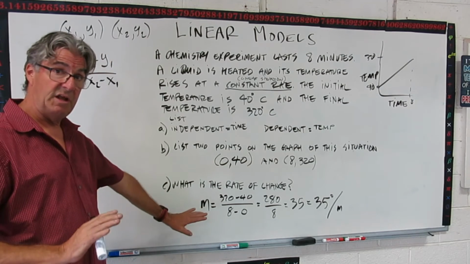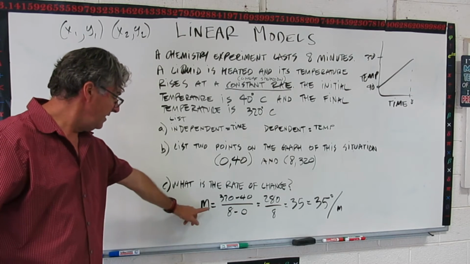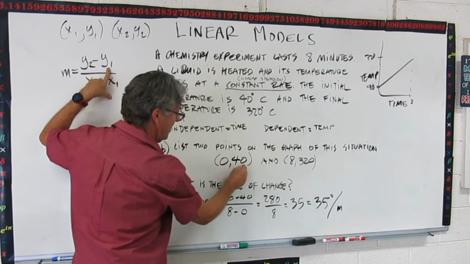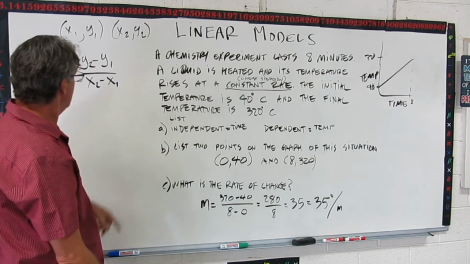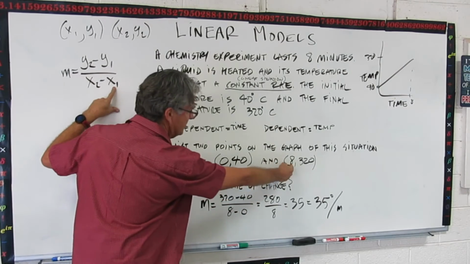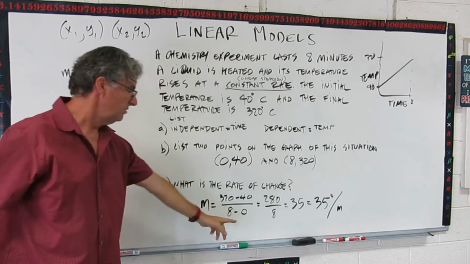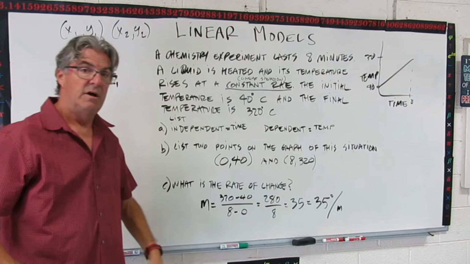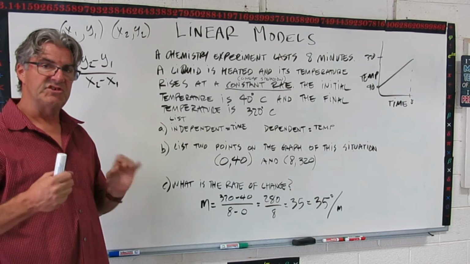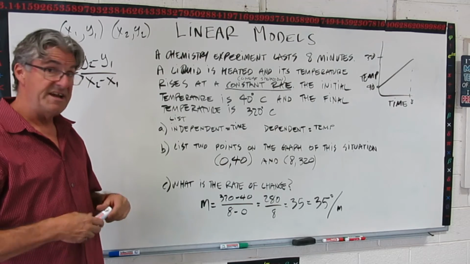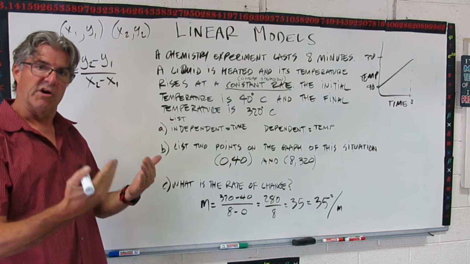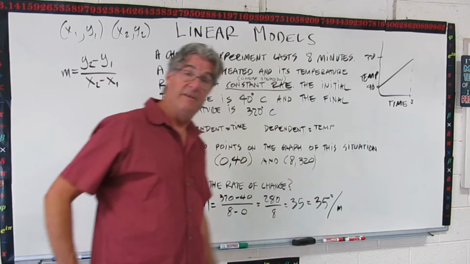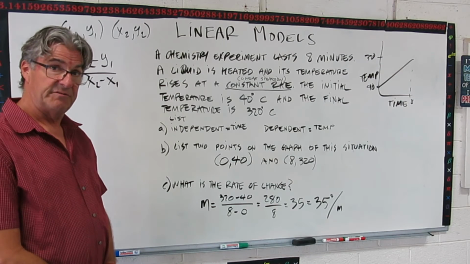My first step is a pure plug-in step. Don't do anything in your head, just plug the values in. Here's my m. It's y2 minus y1, 320 minus 40, over x2 minus x1, which is 8 minus 0. Okay, that simplifies down to 280 over 8, which then comes out to be 35. Now, 35 is not a rate. 35 is just a number. You've got to express your rates as a change in one unit per units of the other one. So in this case, the change is 35 degrees per minute. Okay? So that's our rate of change.